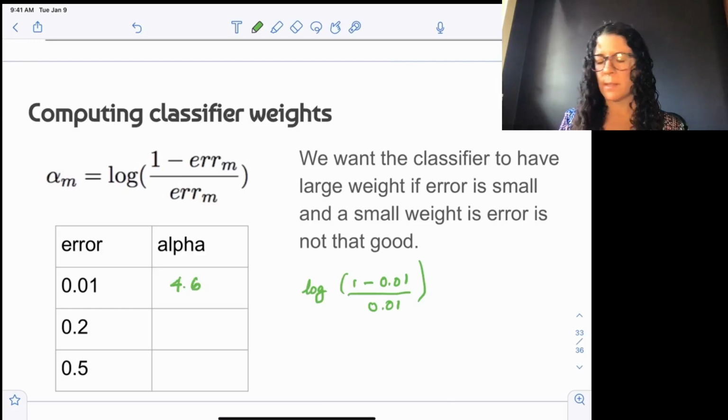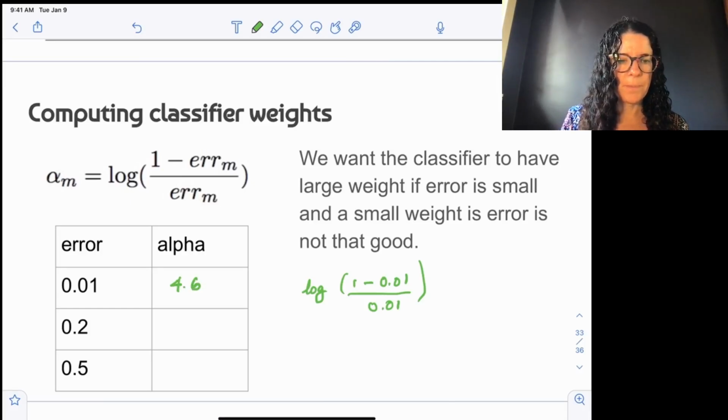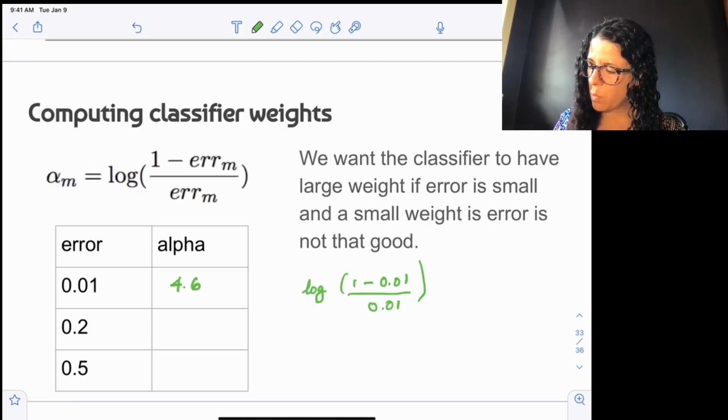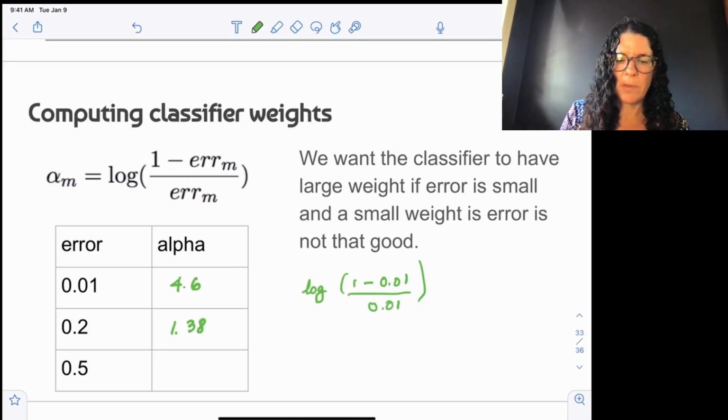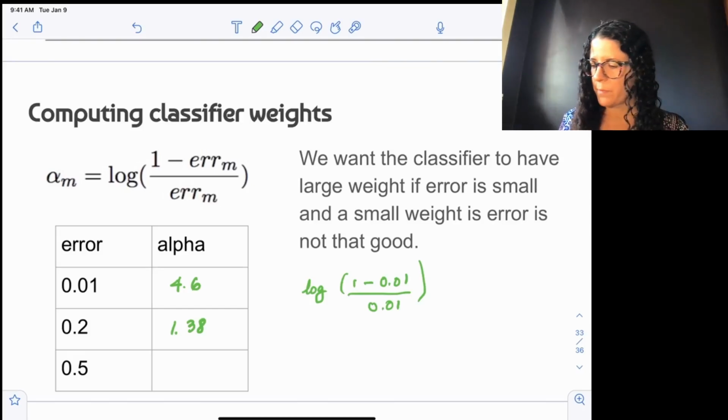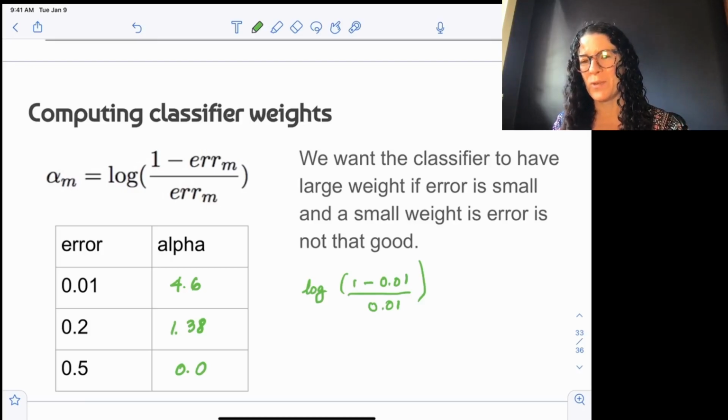Okay, let's compute it for the second number. I am getting 1.38. And finally for 0.5, I will get a 0. Remember, if you have an error of 0.5, you're not doing much, right? So basically you should get a 0. So you're not doing much.